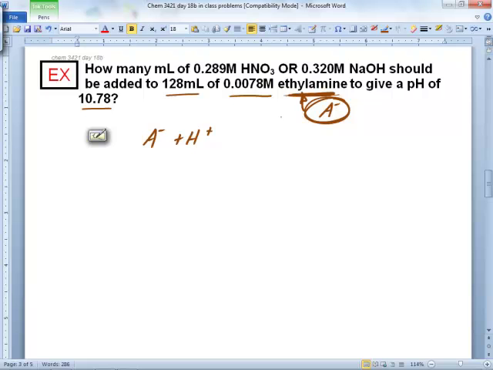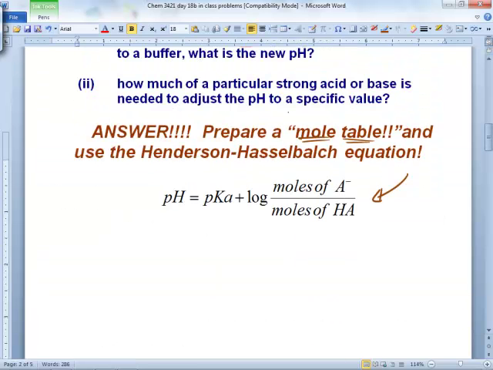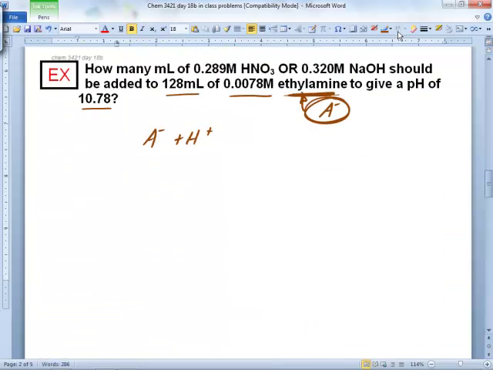Remember we said the goal here, what I'm doing, I want to make a mole table. ICE, same thing. But the book calls it a mole table, so that's what I'm going to call it. Okay. So do you see why I put A minus plus H plus? Because that's what has to be happening. All I have is A minus. A minus has to be on the reactant side, because you identified ethylamine as A minus, the conjugate base. So you're comfortable with A minus being on the reactant side. That's where it has to be.